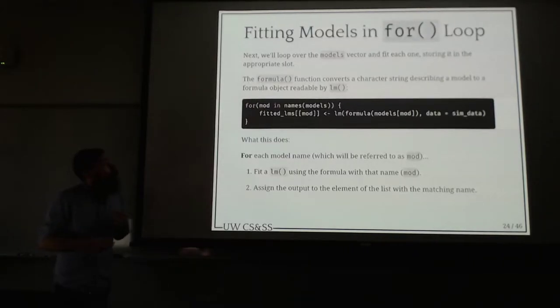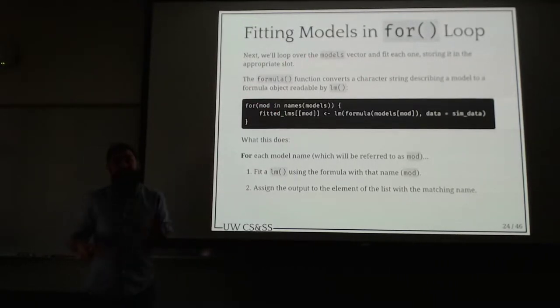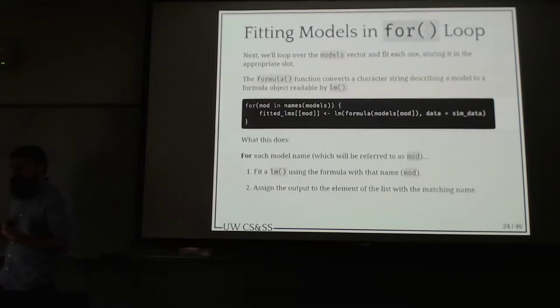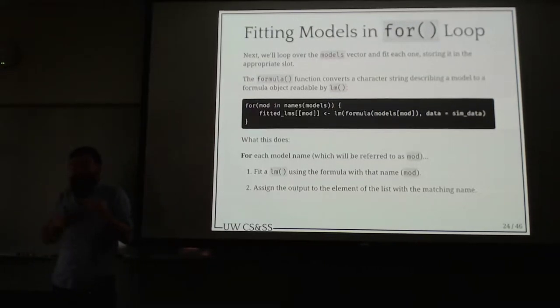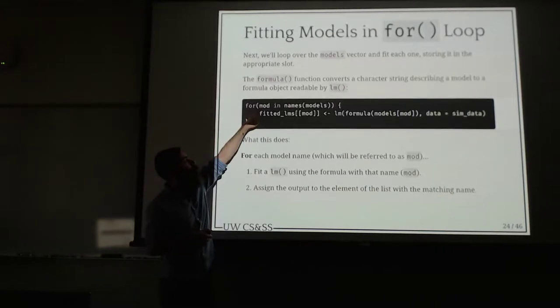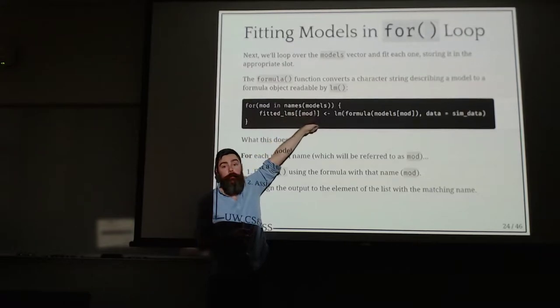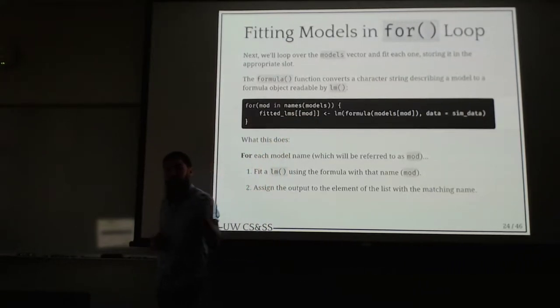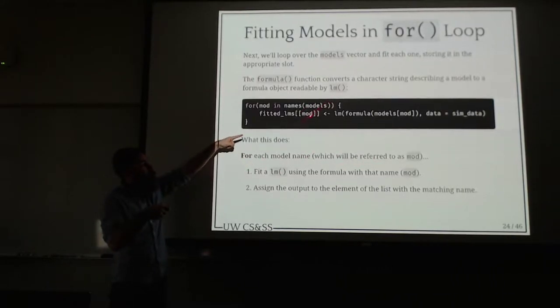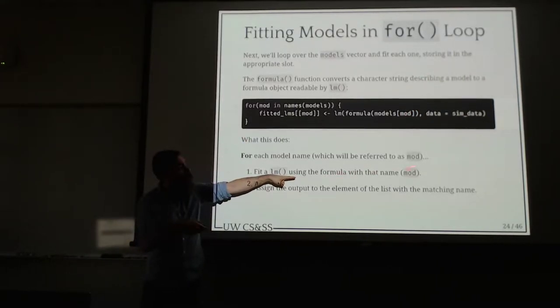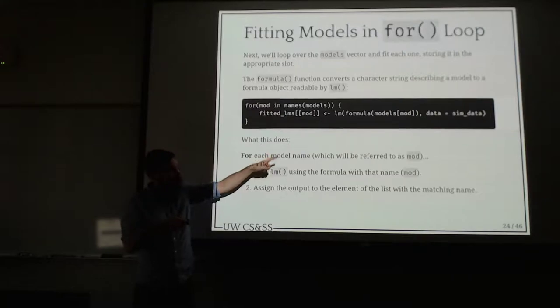The formula function in R will convert some character string that looks like a formula into an actual formula lm can read. So I'm going to use that right here in lm. This is what this loop does here. It says for each model name. Notice what I'm looping over here is for mod in names of the models. I'm looping over the names of the models, not the models themselves. For each model name, model name is going to replace mod in here. Fit a linear model using the formula that has that particular name. So models subset mod. I'll run some of these here in a second to give an example.